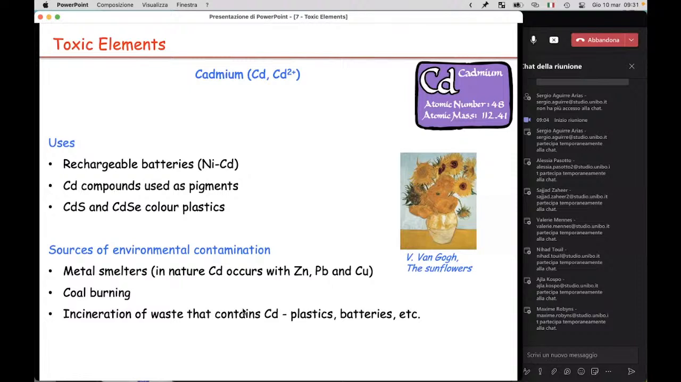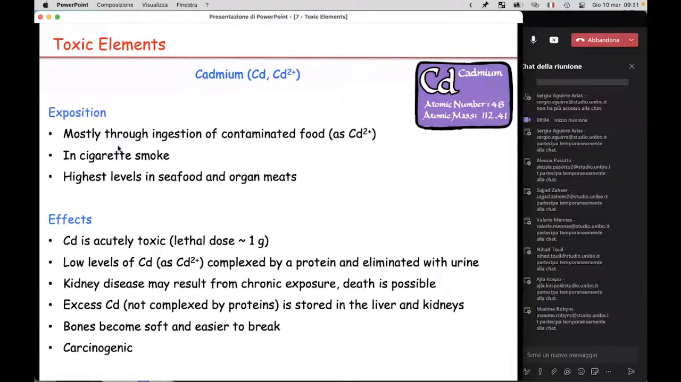Probably the most important form of cadmium exposure is through ingestion of contaminated food, but the second one is surely cigarette smoke. As we have seen with arsenic, cadmium is also an important contaminant of tobacco. So when we smoke cigarettes or tobacco in general, we also take in some amounts of cadmium. And you may imagine that if you smoke every day, you take in some cadmium dose together with arsenic and so on. Okay, so this is a classic chronic toxicity.